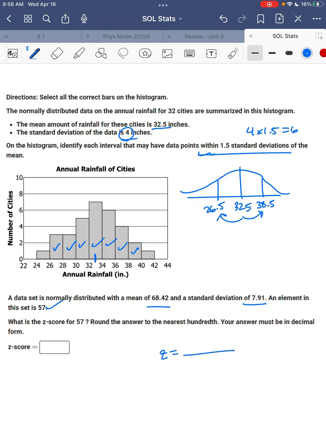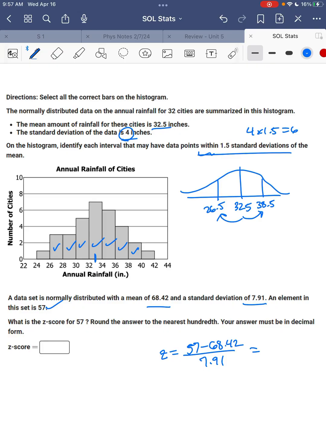So z equals, and there's going to be a formula sheet on the SOL. It has this z-score formula on it. So up in the little corner where you click on the different little apps or different little things, the z-score formula is on there, so you can just look at that. All right, x, so we got 57 minus the mean, so 68.42, and then divided by 7.91. All right, so you're going to expect a negative number because 57 minus 68 is going to be a negative.